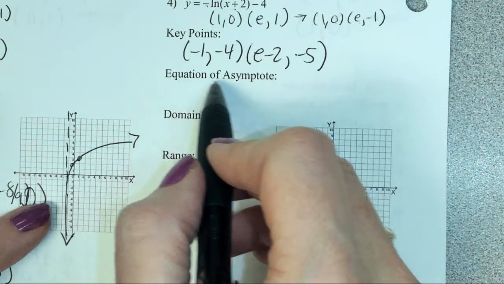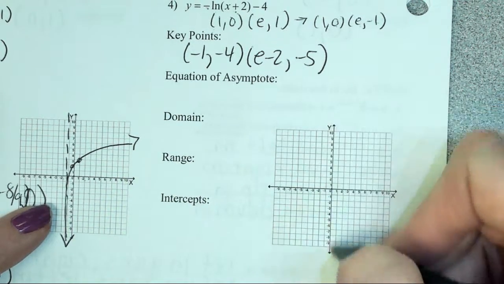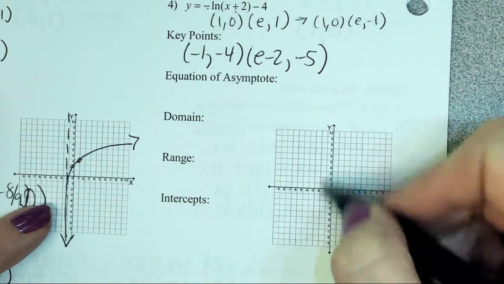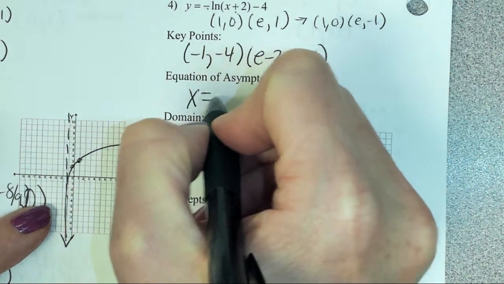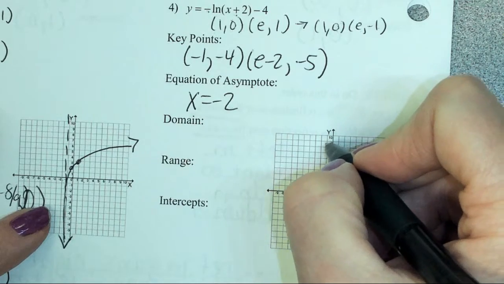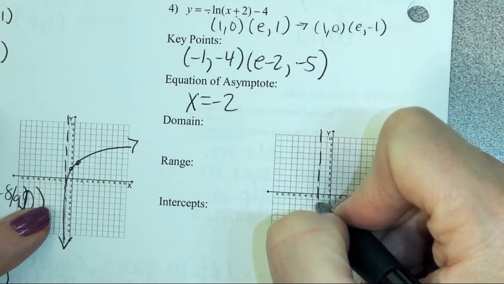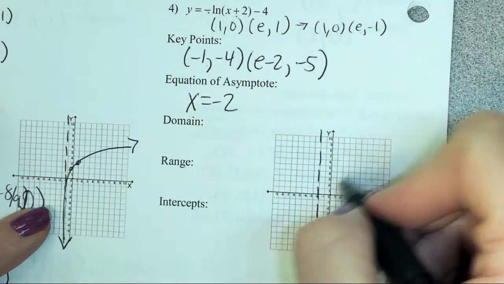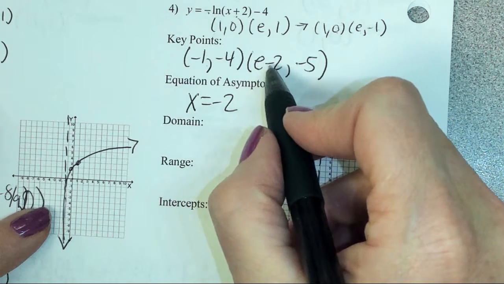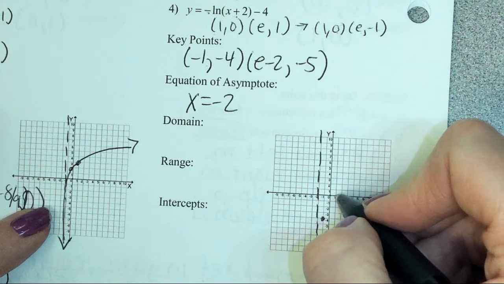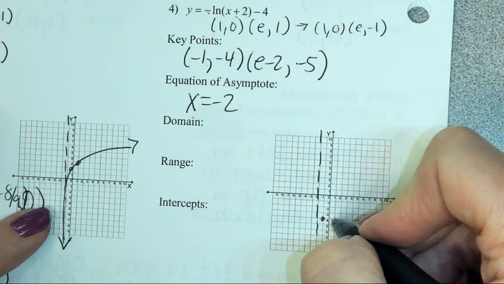Okay, so the equation of our asymptote, it's normally x equals 0. If I shift it up, it doesn't change it. But if I shift it to the left 2, it's going to be x equals -2. I'm going to plot my key points, (-1, -4). e is 2.7 minus 2 is 0.7, and then negative 5.